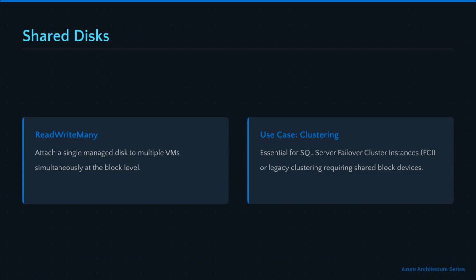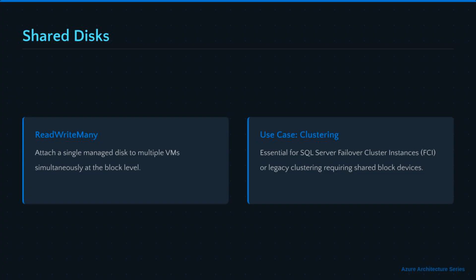We've covered the architecture. Now, let's compare them head-to-head across three vectors: access method, performance, and cost. 1. Access method. Blob and ADLS Gen 2, accessed via REST APIs. This is for cloud-native apps. You don't mount these to an OS in the traditional sense. Even though tools like Fuse adapters exist, they are not native block devices and shouldn't be treated as such. Azure Files.